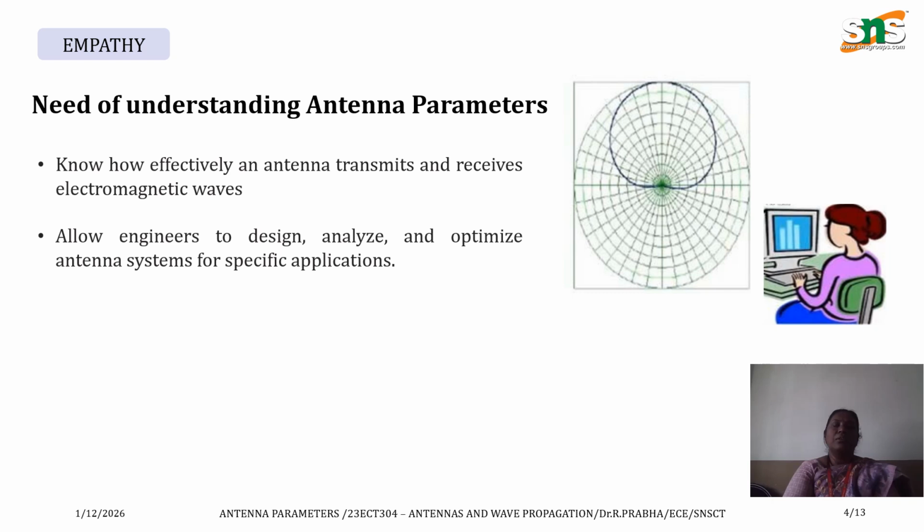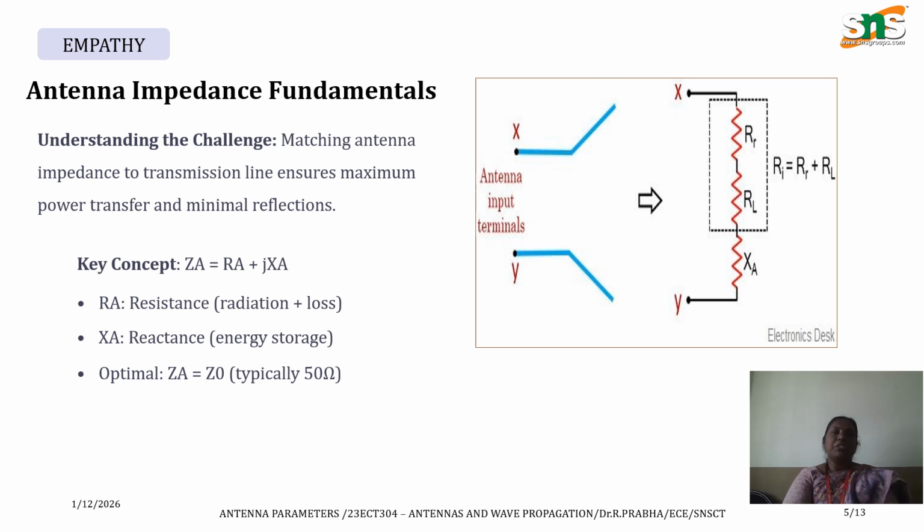Now in today's video we will discuss the need for understanding the antenna parameters, which is the empathy part. Antenna parameters specify how effectively an antenna transmits or receives electromagnetic waves, and this will be useful for engineers to design, analyze and optimize antenna systems for specific applications.